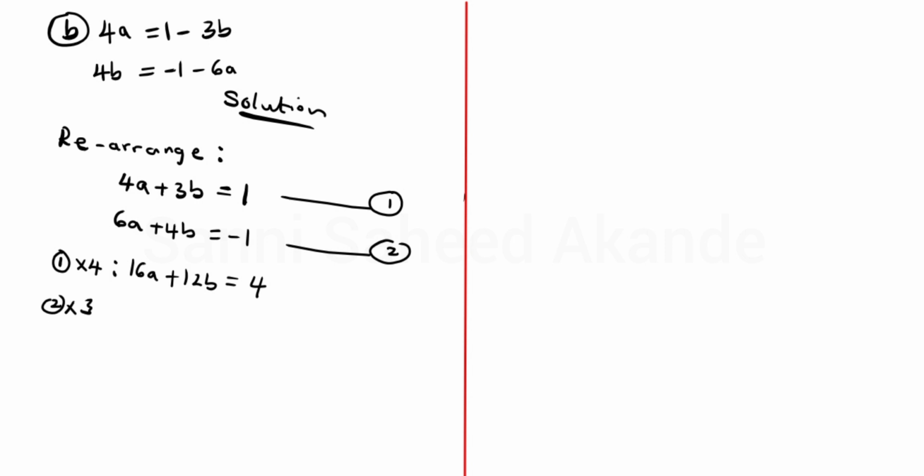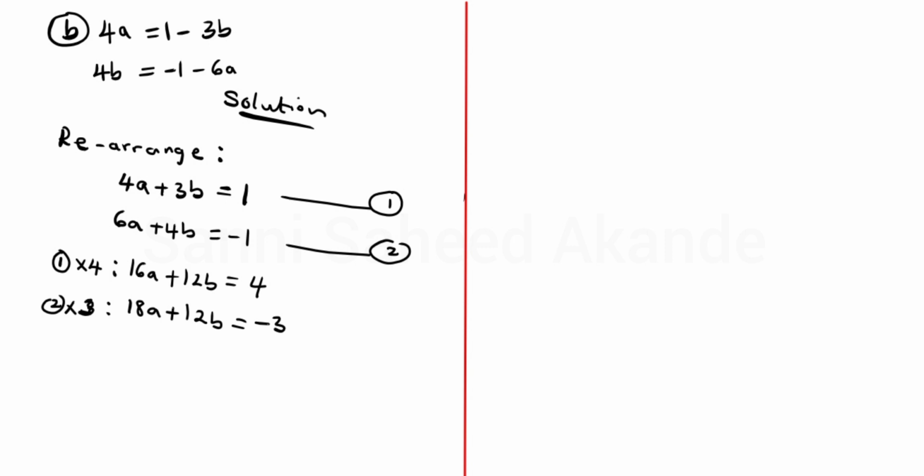Okay, so let's multiply the whole of equation 2 by 3. Okay, so 3 times 6a will give us 18a, plus 3 times 4b will give us 12b, then equal to 3 times minus 1 will give us minus 3. Now if you look at it carefully, you will notice that we now have the same coefficient for the variable b in both equations.